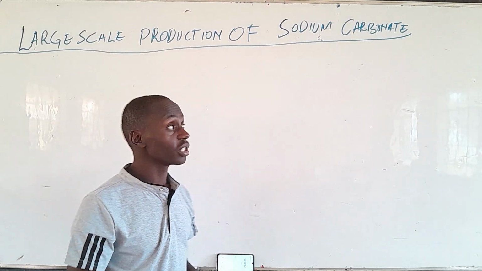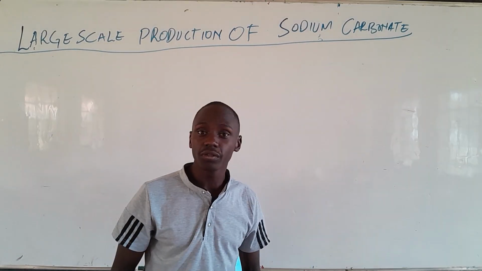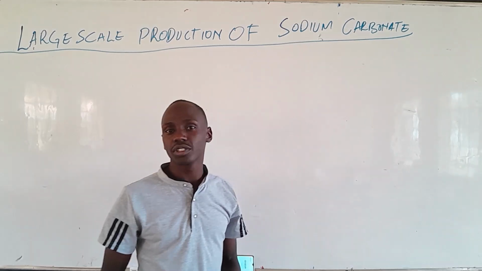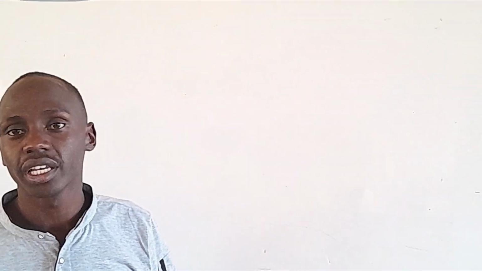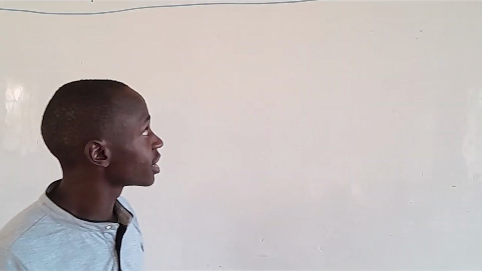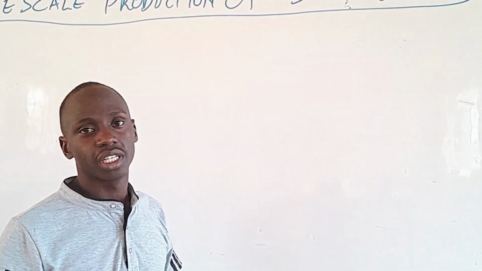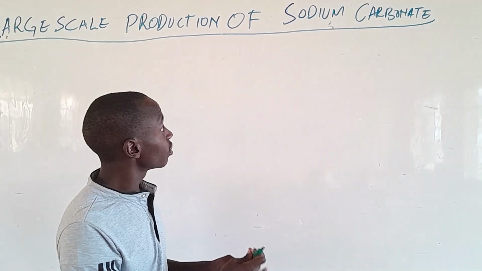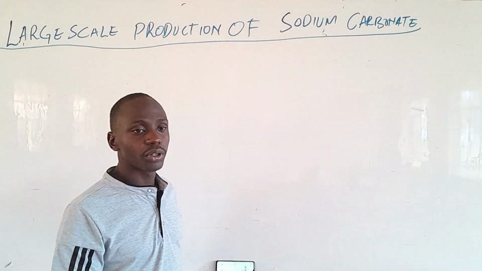In this video we are going to look at the large-scale production of sodium carbonate. This sodium carbonate has a variety of uses. For instance, it is a raw material in the paper industry and also in the glass making industry. It is also used in water softening. The production of sodium carbonate can be done in two ways.